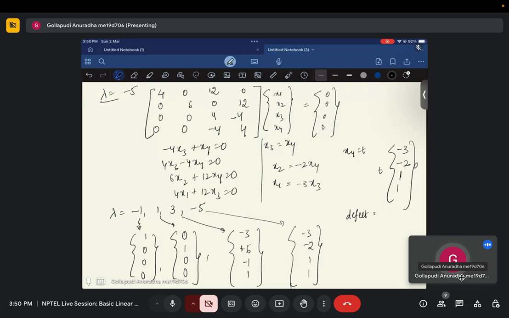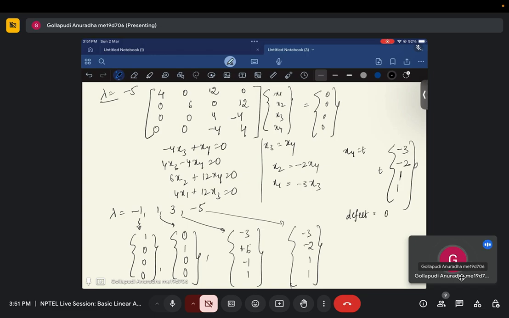So for eigenvalue minus 1, what is the algebraic multiplicity for that? 1. Yeah, 1. And then the geometric multiplicity? 1. Yeah, so the defect is going to be 0, right? So what is the defect of all the eigenvalues? 0. So for all the eigenvalues, it's going to be 0, right?